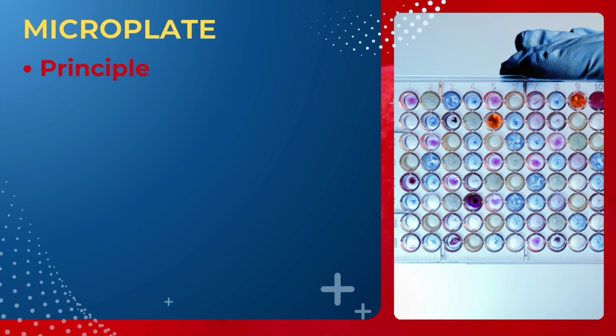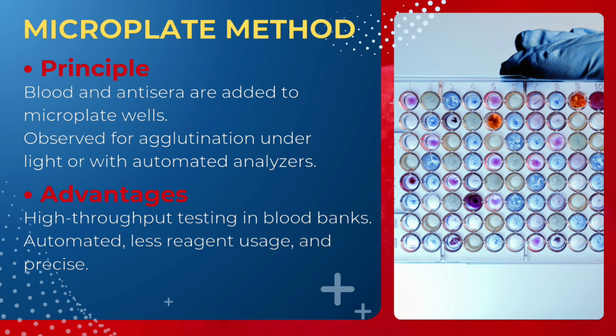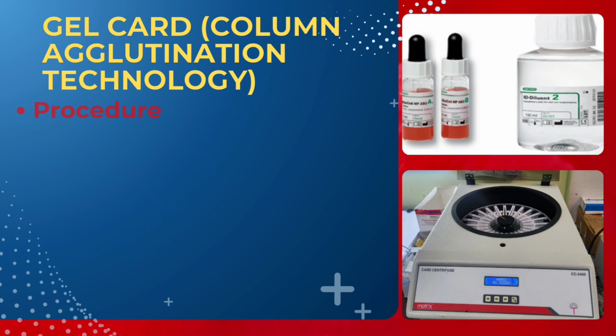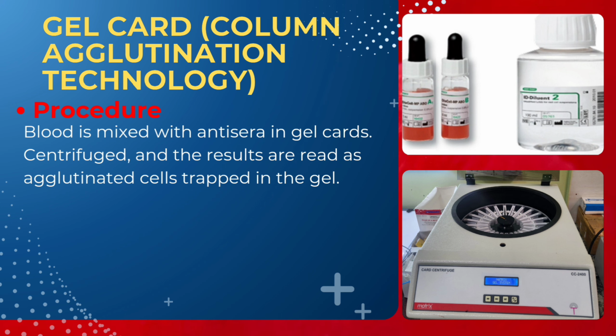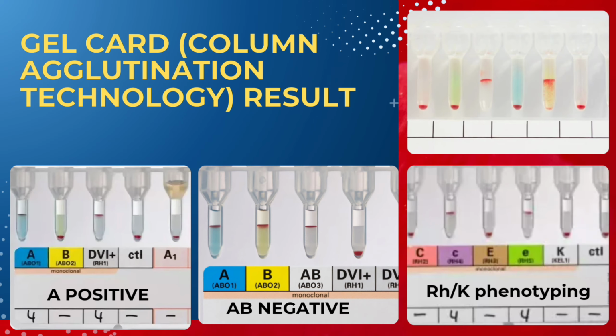In this method, blood and anti-sera are added to microplate wells and observed for agglutination under light, manually or with automated analyzers. Gel card method is a newer technique using microcolumns filled with gel or beads to trap agglutinated red blood cells. It provides accurate and reliable cross-matching and antibody screening, widely used in blood banks. With a negative reaction, the red cells pass through the gel upon centrifugation, whereas in a positive reaction, the agglutinated red cells are trapped on top of the gel or suspended within it.